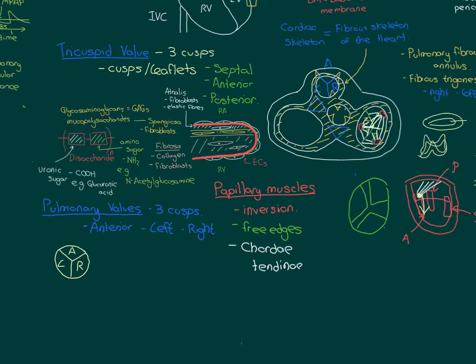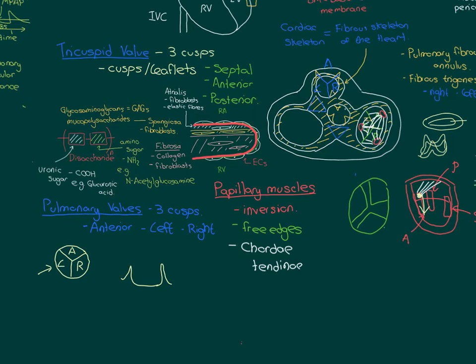So what I'm now going to attempt to do is draw you a picture of one of these cusps from the side, so from this sort of angle here. So we'll do the left pulmonary cusp. So let's say we've got, here is one of the commissures of the pulmonary annulus, and here is another commissure, like so.